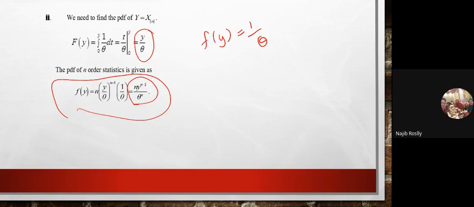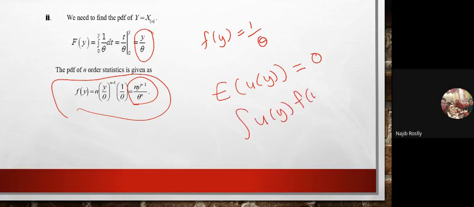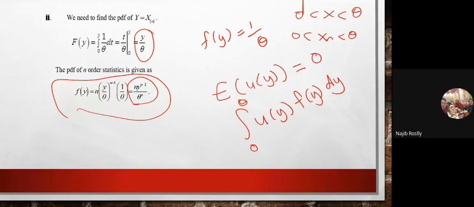For the second part, you want to show that the expected value of, let's say, u(Y) is equal to 0. That means you need to integrate u(y) times f(y) dy, ranging from 0 up to theta, because just now we had 0 less than x less than theta. So, 0 less than y less than theta, and we integrate u(y) f(y) dy.